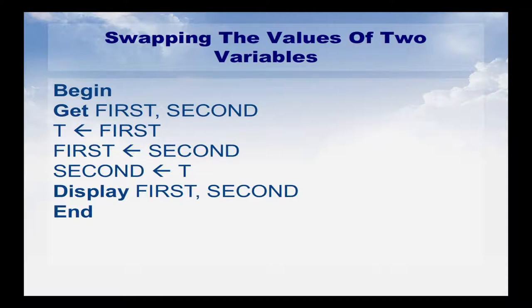To swap two values, we need a temporary variable. So, we create a temporary variable by the name t. We assign the value of the variable first to t, then the value of the variable second is assigned to first, and the value of t, which actually holds the value of the variable first, is assigned to second. By these three statements, the values of first and second get swapped, and then the final statement displays the values of first and second.